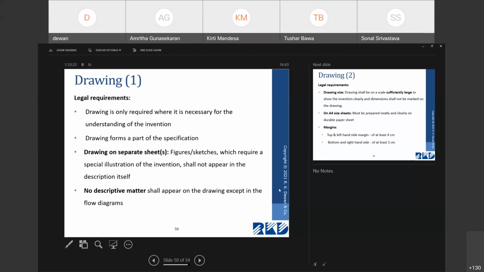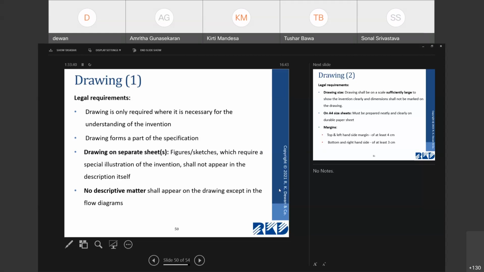Then each drawing will be on separate sheets, but you can have one or two more figures on one sheet. So you can have 2 or 3 depending on the size of the figure. On one drawing sheet, you can have 2 or 1 or more figures.